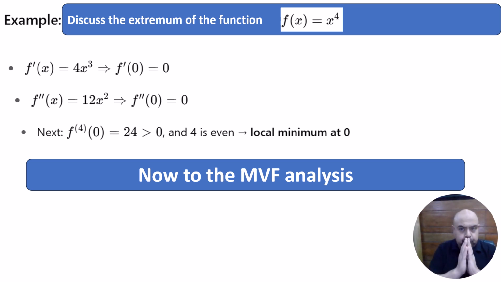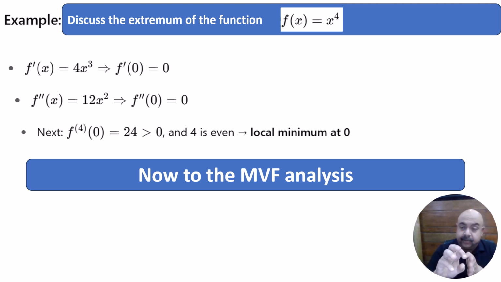Once more, I want you to know that once f double dash of x equals 0, I will have to get more derivatives. I'm searching for the first non-null derivative beyond the second, because the second has failed. If it is an odd derivative, the test will be inconclusive. The test will mean that we have a saddle point, and that's it.